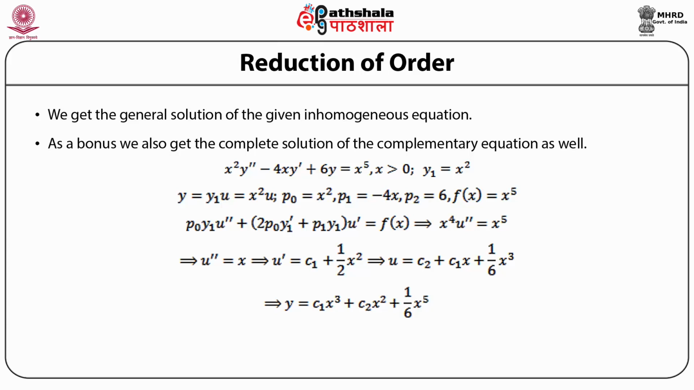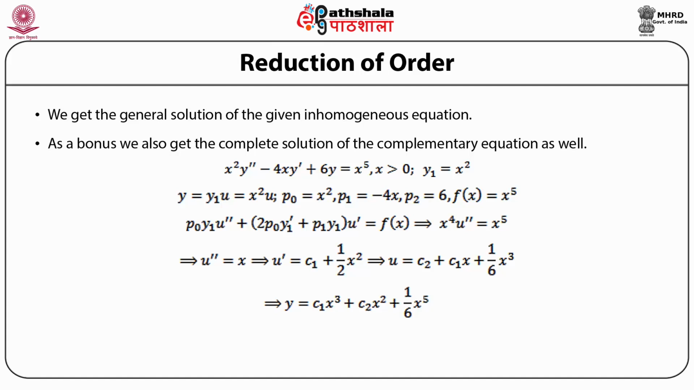It is given that y1 equal to x squared is the solution of the complementary equation. So the solution y will be the product of y1 and u, which is x squared times u. Here p0 is x squared, p1 equals minus 4x, p2 equals 6, and f of x equals x raised to power 5.